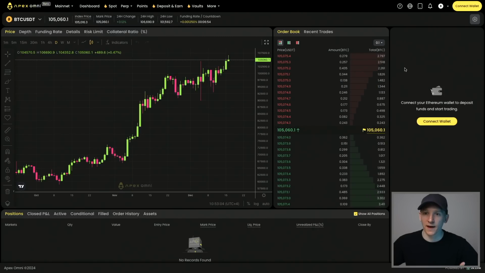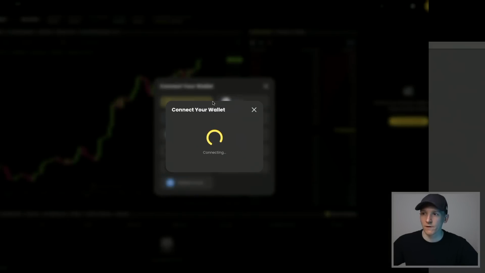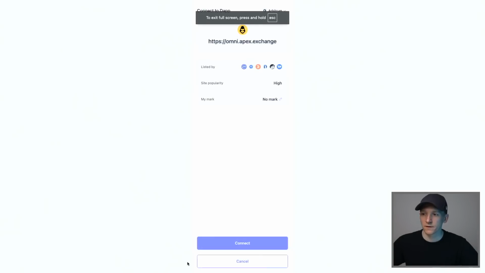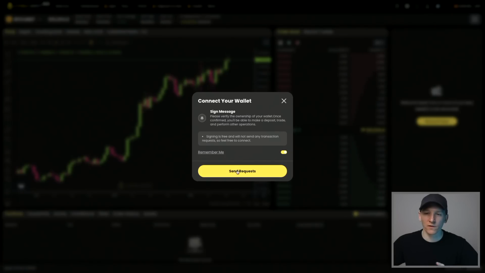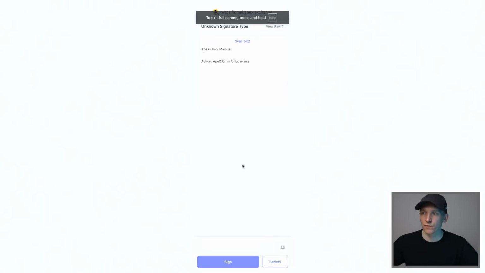Now, because this is a DEX, I can just connect my wallet. So I'm going to connect wallet here. I'm going to press Rabby, MetaMask, Rabby, same thing. It's going to say, do you want to connect? I'm going to say yes. I also have to sign the wallet or sign a request so that it proves that I own the wallet. This is just signing into the dApp essentially.